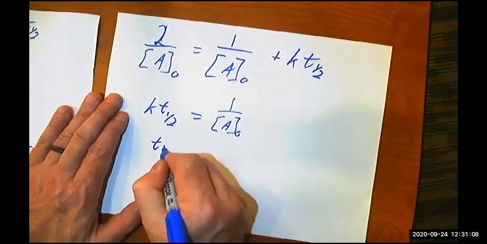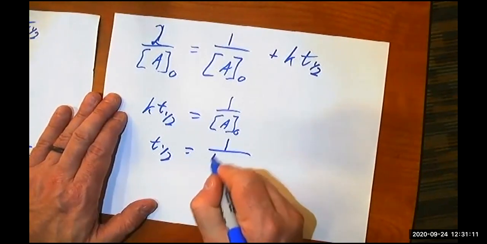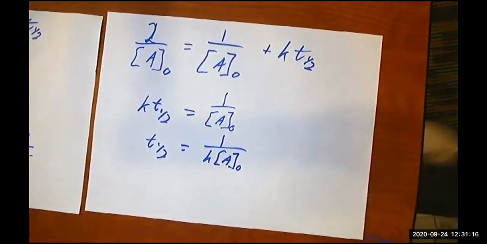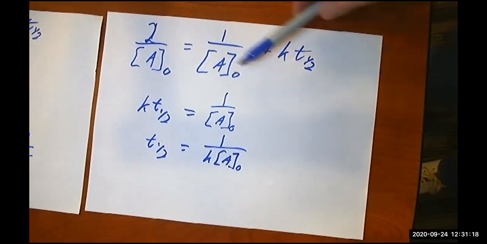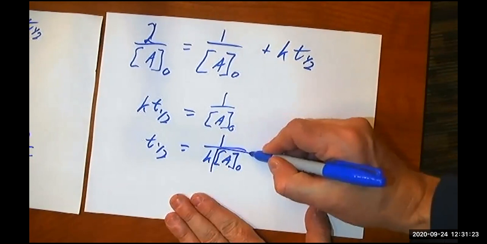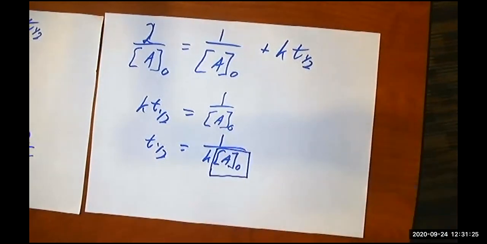And so T 1/2 equals 1 over K times concentration of A naught. And so when we did exactly the same thing to this equation, the key point is that the A naught did not go away in this case. So for a second order reaction, you can't say that the second order reaction has a specific half-life, because you have to know how much you started with. The half-life changes depending on how much of the compound you have at a particular time.